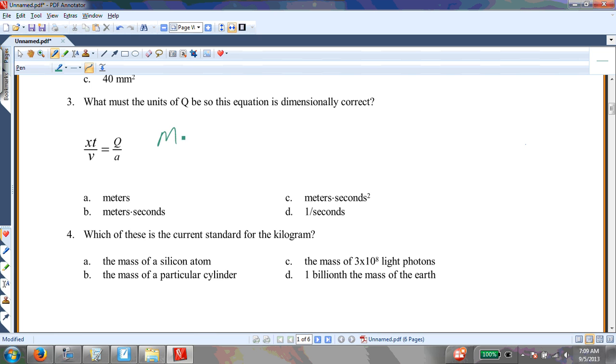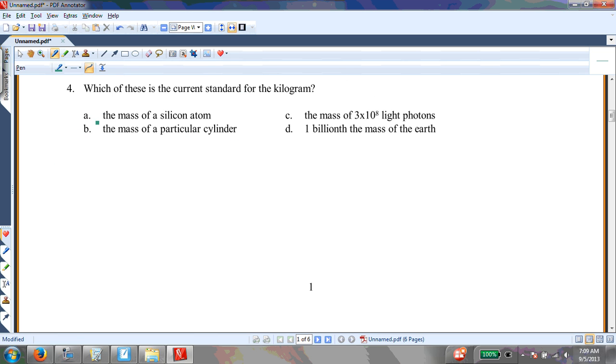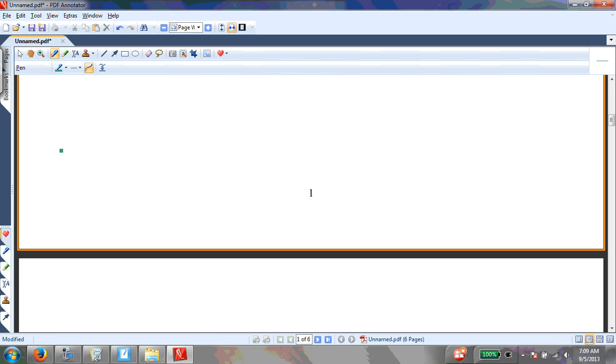We have meters, seconds, over meters per second equals Q times 1 over meters per second squared. See, these meters cancel, the S comes up, so I'm left with seconds squared. Q times seconds squared over meters. So Q must have units of meters to cancel out there, so the answer is A. Which of these is current standard for the kilogram? That would be the mass of a cylinder.